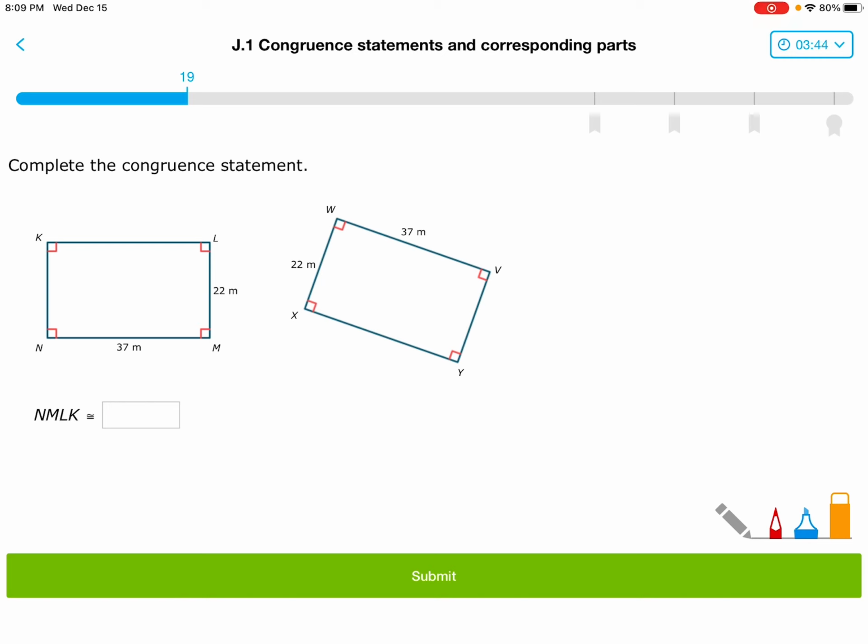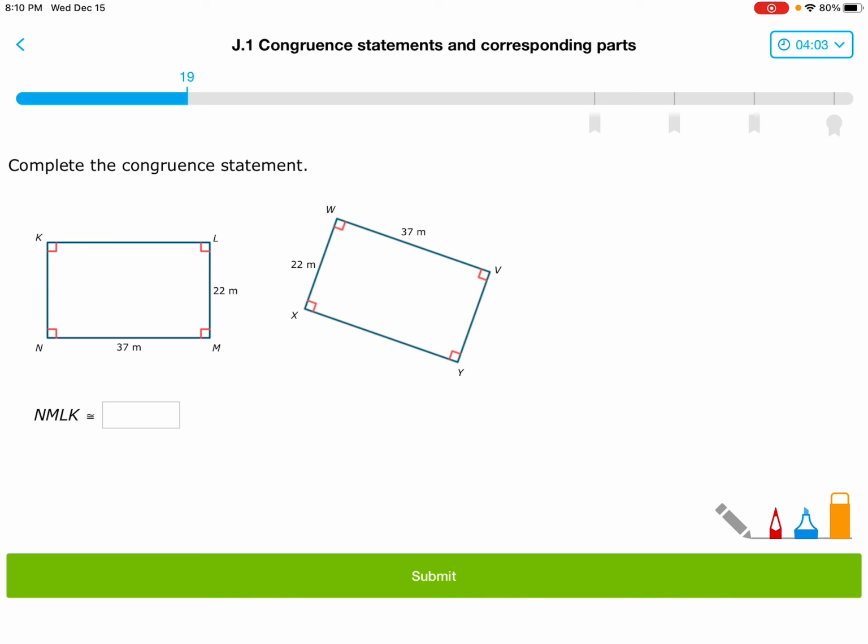Now I'm looking at this pair of rectangles. Doesn't matter if they're not triangles. I can still say, okay, these two pieces, they've got to be the same. I know that for a rectangle, if I know it's 37 on the bottom, then it's also going to be 37 on the top. Writing in IXL is hard.